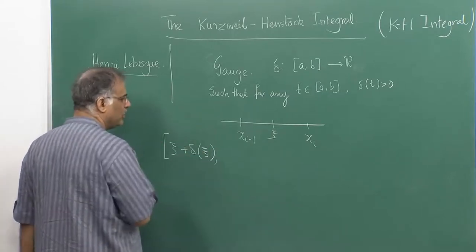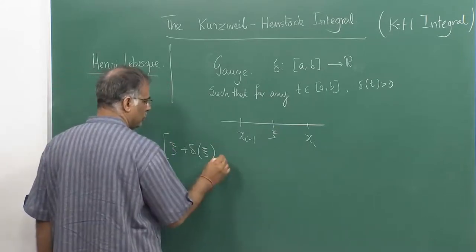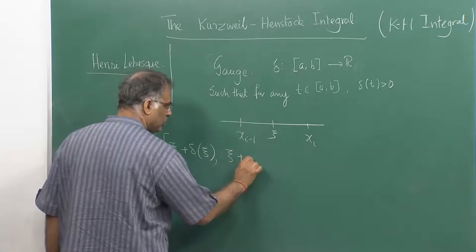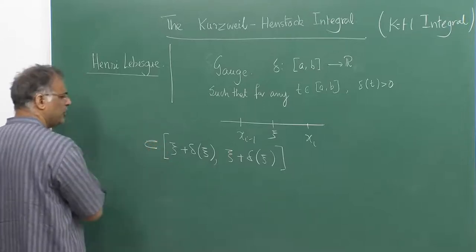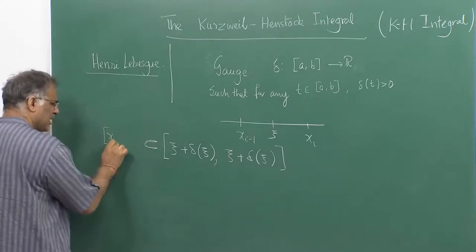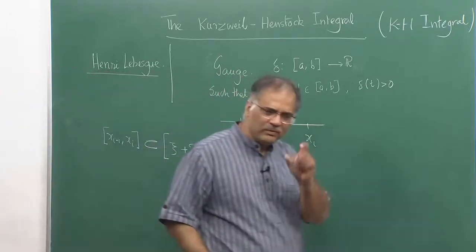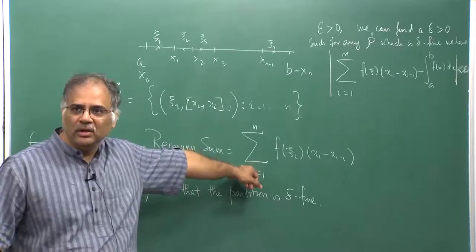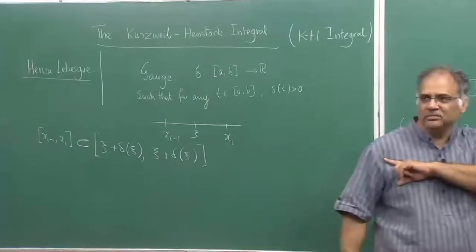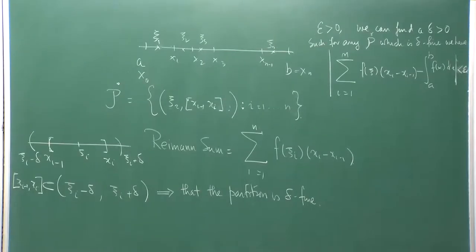These guys have taken it as an open interval, closed interval, but I sometimes prefer to put it as an open interval, it doesn't matter. So this is your controlling interval, and this interval x_{i-1}, x_i should be inside it. Actually what it is telling is that every interval would be controlled differently. Here every interval is controlled in the same way, there every interval would be controlled in a different way. So this is a very key feature of the gauge which is not there with other things.